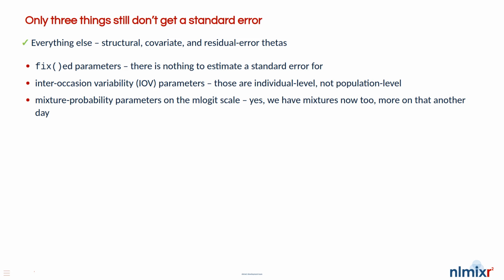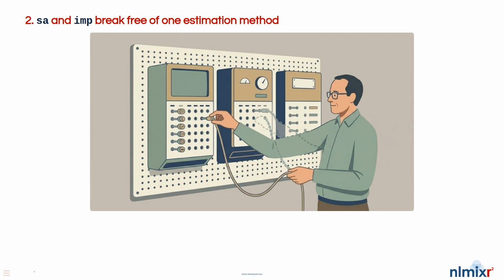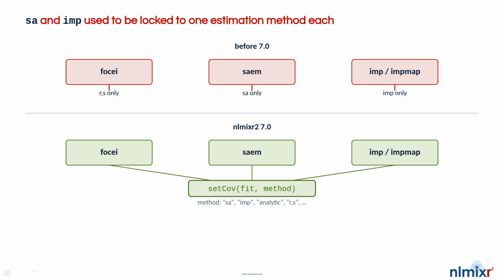So what's still skipped? Fixed parameters, inner occasion variability parameters, and mixture probability parameters. Everything else is in the covariance matrix by default. The second change is bigger than it sounds. Two covariance methods stopped being tied to one specific estimation method. The new SA and IMP covariance methods can be requested for practically any fit and also be computed post-fit.